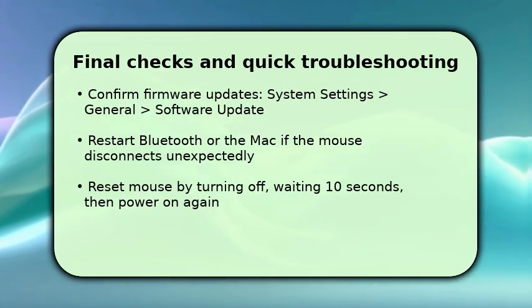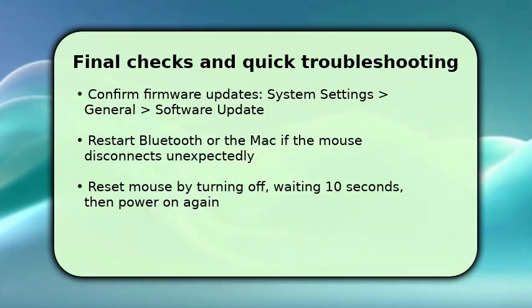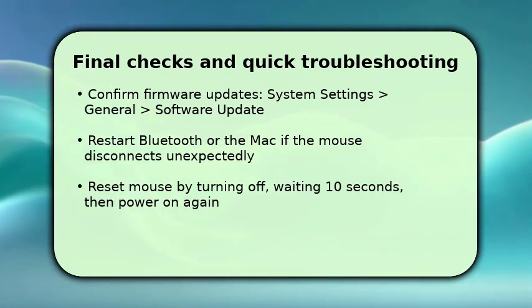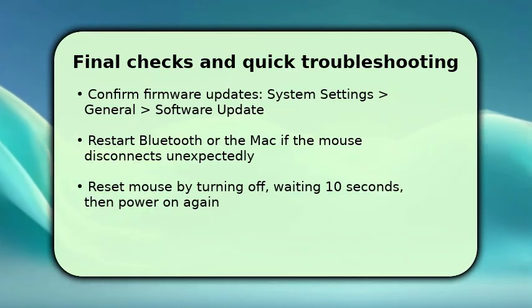If the mouse disconnects or lags, retry by toggling Bluetooth off and on, or restart your Mac to clear temporary drivers. If that fails, power the mouse off, wait 10 seconds, then power it back on to reset hardware. These simple steps usually resolve most issues and get you back to smooth pointer control.